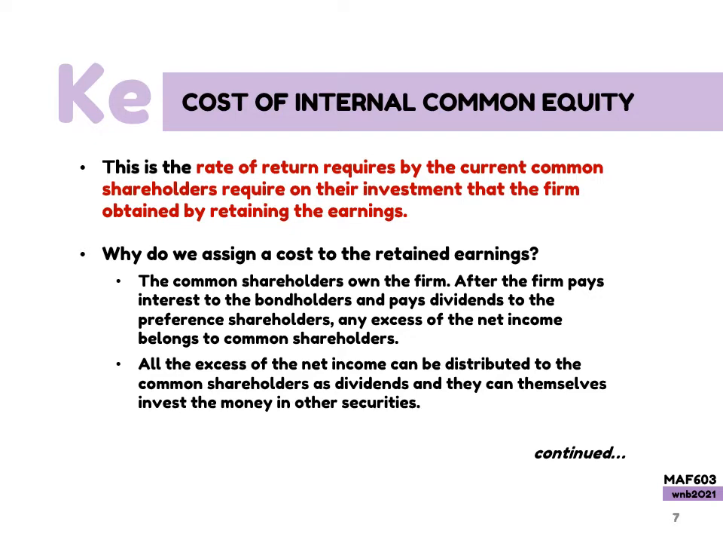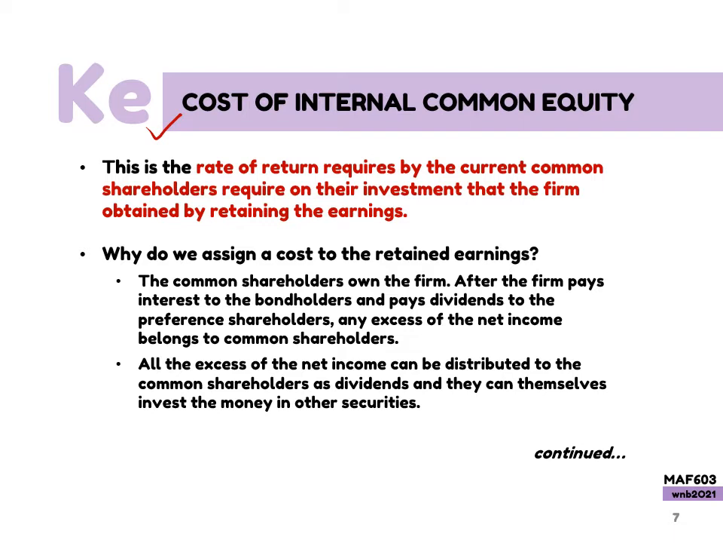Here we have Ke. This is the rate of return required by the current common shareholders on their investment that the firm obtained by retaining the earnings. Okay, so why do we assign a cost to the retained earnings? Kenapa nak kena ada cost for the retained earnings?